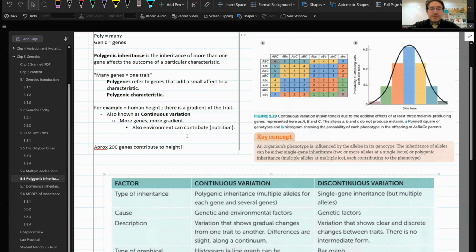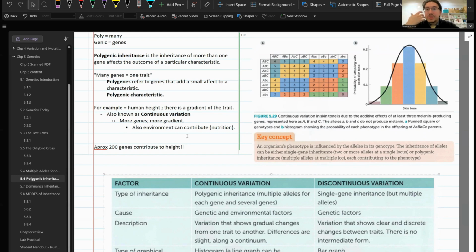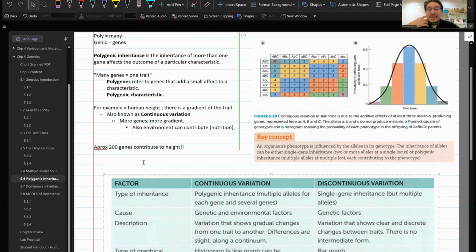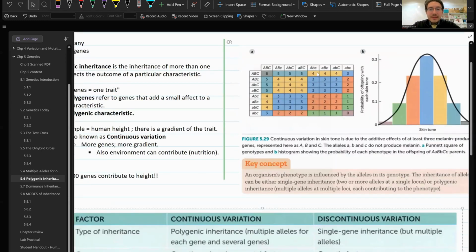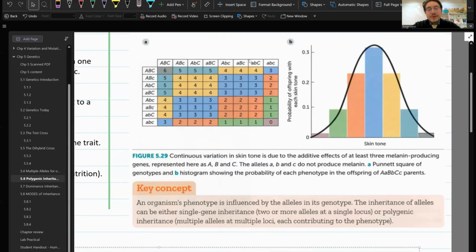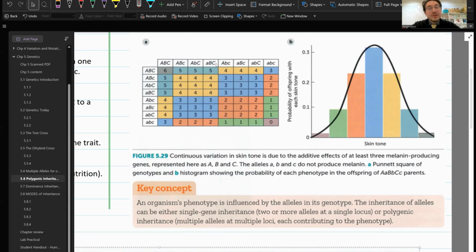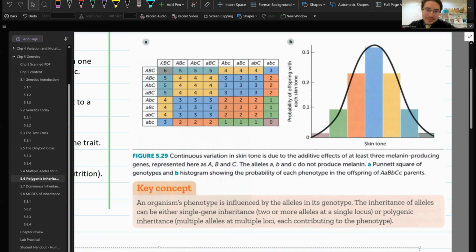And of course, with some traits, you do have the environment contributing to the particular trait: nutrition, exposure to sun, for example, and things like that. In the case of height, there are approximately 200 genes that contribute to that magnitude. If you were to take a look at the picture here, you don't need to worry about this type of Punnett square. While it is possible for you to do, you definitely won't be doing these types of crosses.